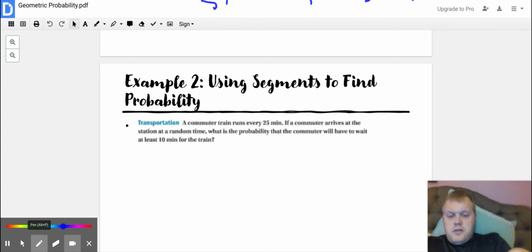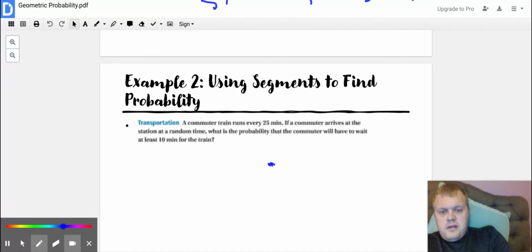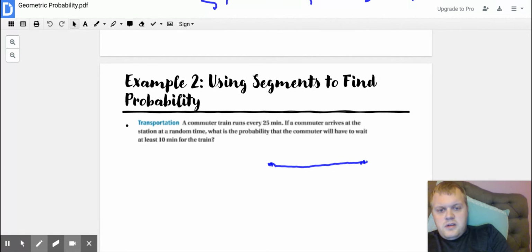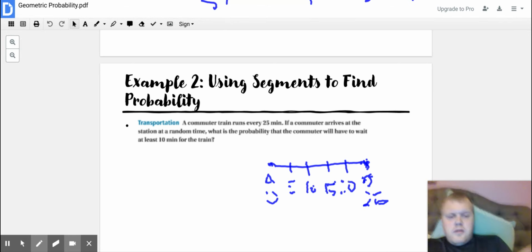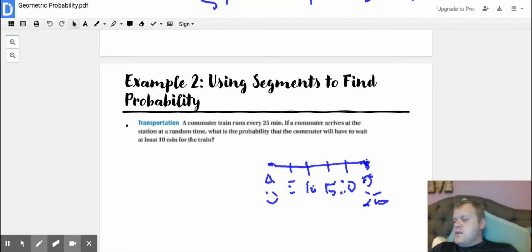We're going to draw a little line from A to B. A is going to be 0, and B is 25. We also have 5, 10, 15, and 20 if we go on 5-minute intervals. So the length of the entire segment is going to represent the amount of time between trains.